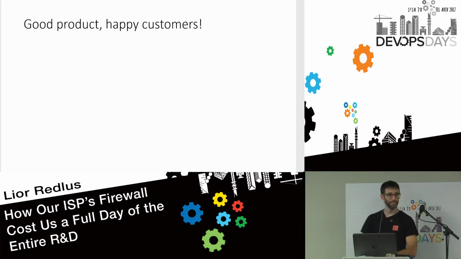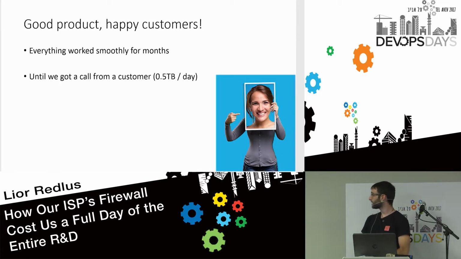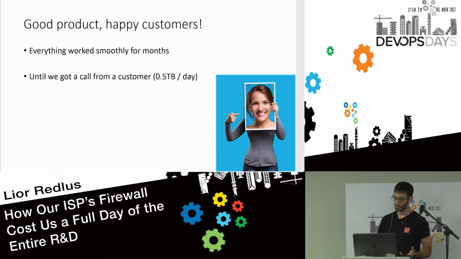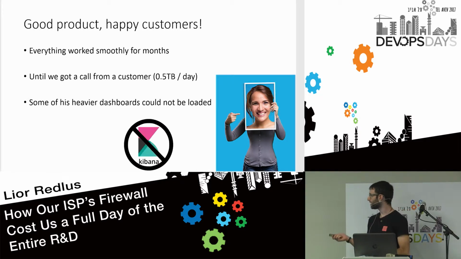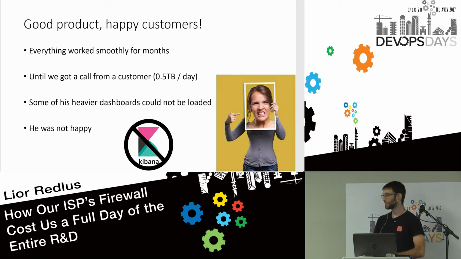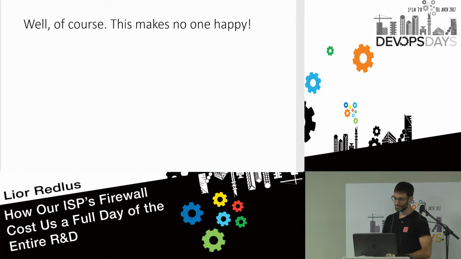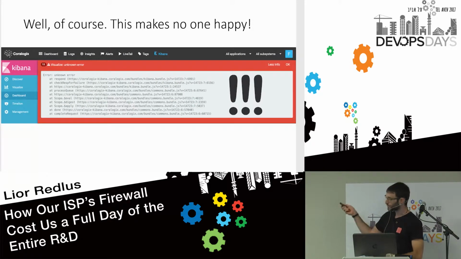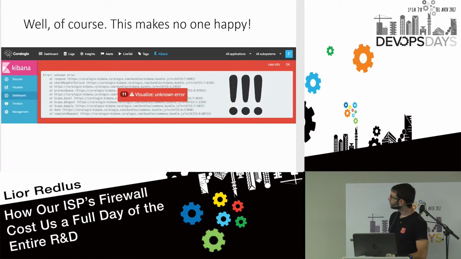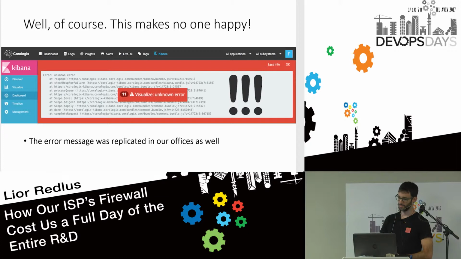So the product is good, and the customers are happy, and everything worked smoothly for months. Until one day we get a call from one of our customers who sends around half a terabyte per day. And he says, listen, my heavier Kibana dashboards are not loading. And of course, he wasn't happy, and neither were we. No one can be happy when seeing this kind of error, which we initially didn't know what to do with. But we could replicate it in our offices, so we immediately began investigating.